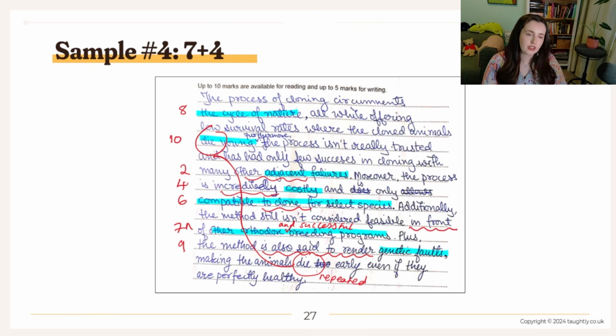So here the student has found 1, 2, 3, 4, 5, 6 ideas and 1 partial idea, but I thought on the balance, looking at how focused it was, probably closer to a 7 than a 6, so I awarded them a 7. They did have a little bit of repetition, as you can see, with the repetition of die and die, but they had some really nice synonyms in here, like circumvents the cycle of nature, many other adjacent failures, it's costly, it's not compatible to clone, orthodox breeding programs. So I thought that they had some really nice synonyms indeed.